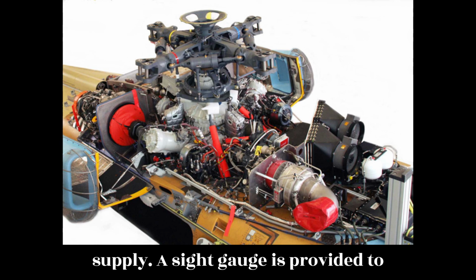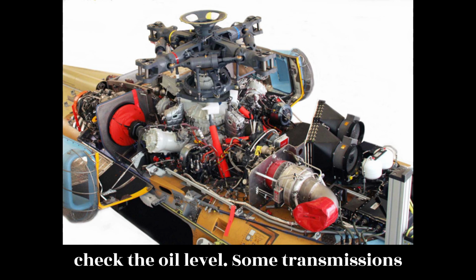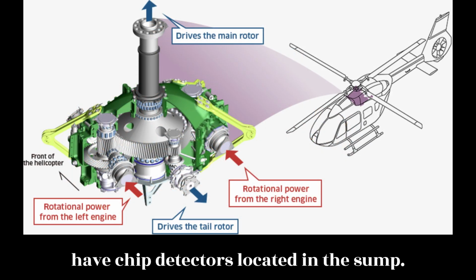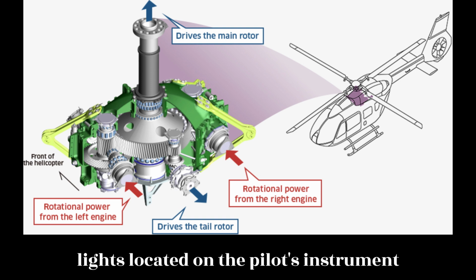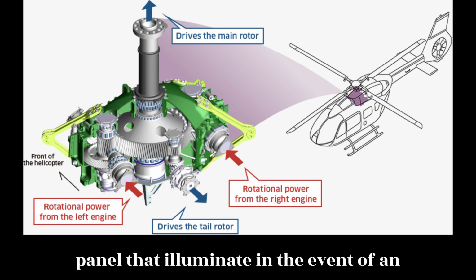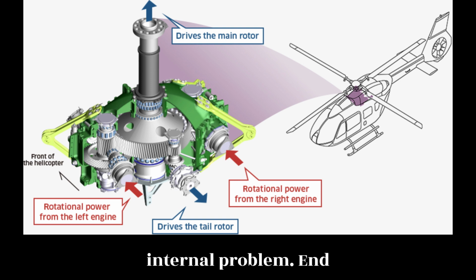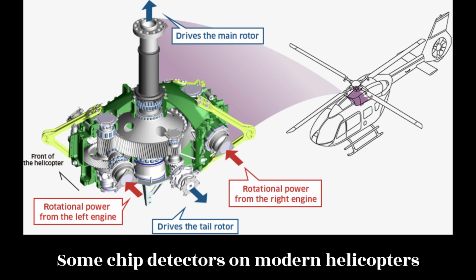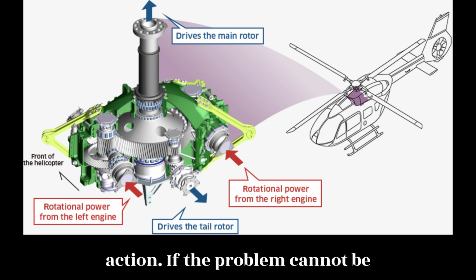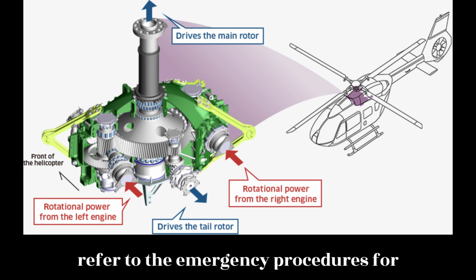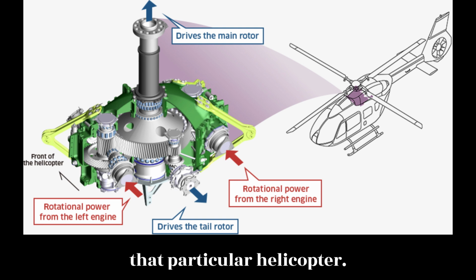A sight gauge is provided to check the oil level. Some transmissions have chip detectors located in the sump. These detectors are wired to warning lights located on the pilot's instrument panel that illuminate in the event of an internal problem. End of page 1-41. Some chip detectors on modern helicopters have a burn-off capability and attempt to correct the situation without pilot action. If the problem cannot be corrected on its own, the pilot must refer to the emergency procedures for that particular helicopter.